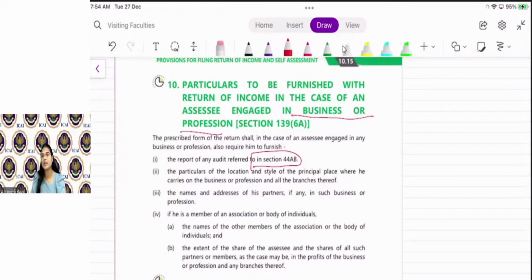You have to provide the address of the principal office, that is the main office, registered office, and all the branches of the company. Name and address of partners: if it is a partnership firm, then the name and address of all the partners. If it is an association of persons or body of individuals, then the name and address of all the members of the AOP or BOI.